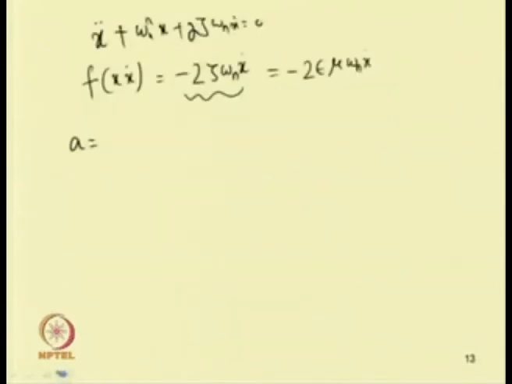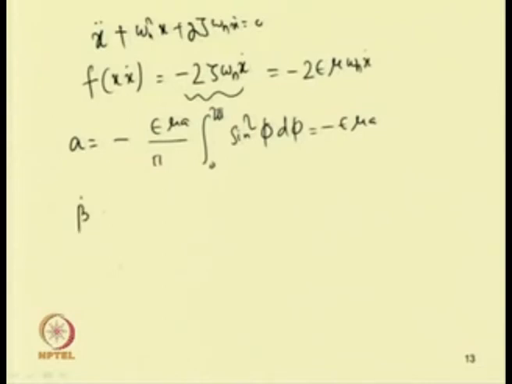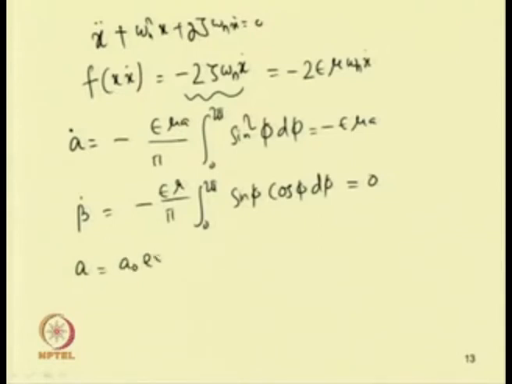one can obtain A dot equal to minus epsilon mu A by pi, integration 0 to 2 pi of sin square phi d phi. So, this becomes minus epsilon mu A. Similarly, one can write beta dot equal to minus epsilon mu by pi, integration 0 to 2 pi of sin phi cos phi d phi. So, this is equal to 0. So, for the steady state solution, we got beta dot equal to 0 and A dot equal to minus epsilon mu A. So, A will be equal to A 0 e to the power minus epsilon mu t, and beta dot equal to 0, so beta becomes beta 0.